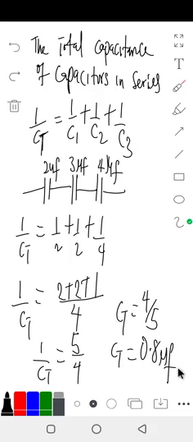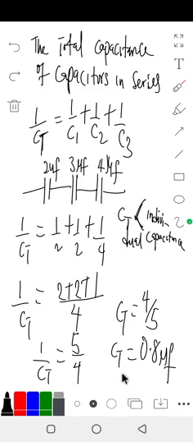Take note, the total capacitance of capacitors in series is smaller compared to the individual values. That means the total capacitance of capacitors in series is less than the individual capacitance, smaller than the individual capacitance. Can you see the total for series is smaller than the individual values? It's smaller than 2, smaller than 3, smaller than 4. Take note. Let's go to cases.